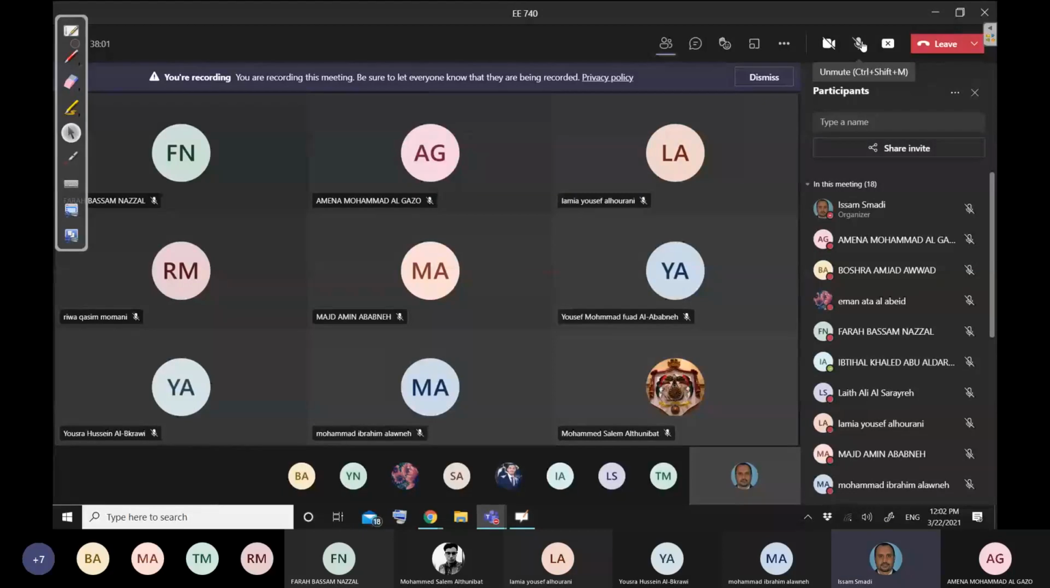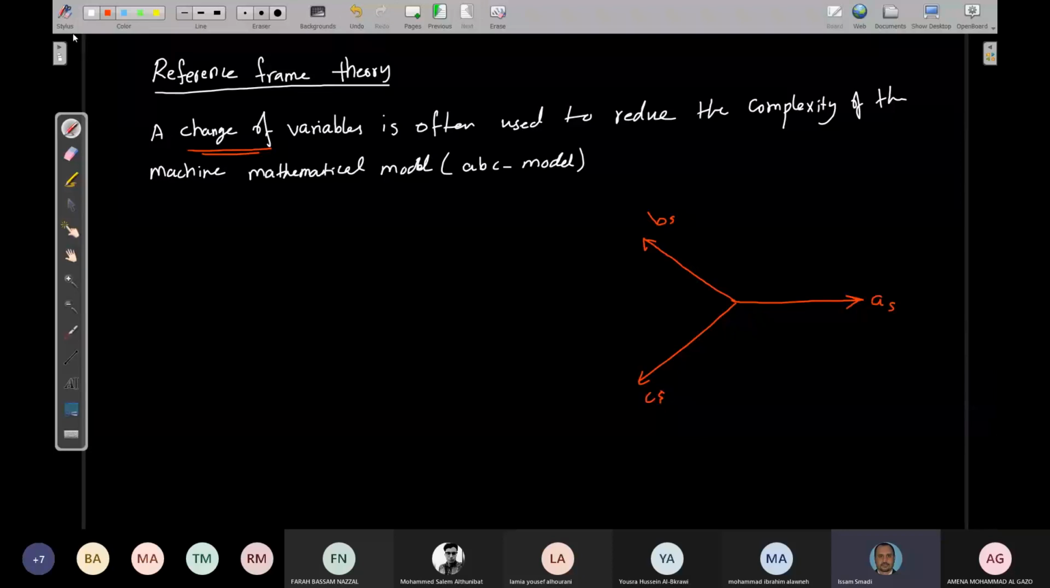Okay, now let's hope the connection is better than the previous one. Okay, so we were discussing the reference frame theory, and we stated that the reference frame theory is nothing more than a change of variable that we use in order to reduce the complexity of the machine mathematical model in the actual system, and we cannot do that unless we have the transformation and the inverse transformation. And simply this is called the QD reference frame, or if we recall.